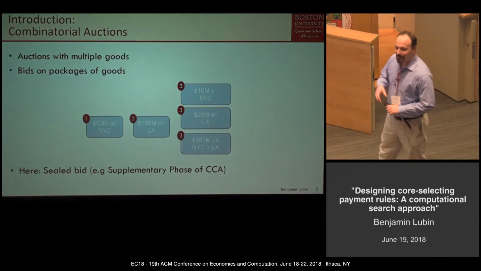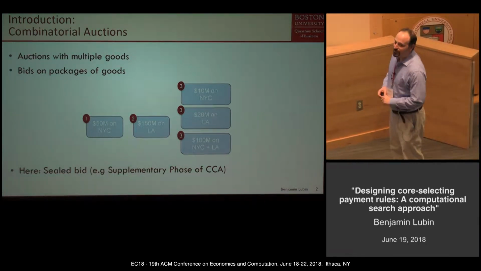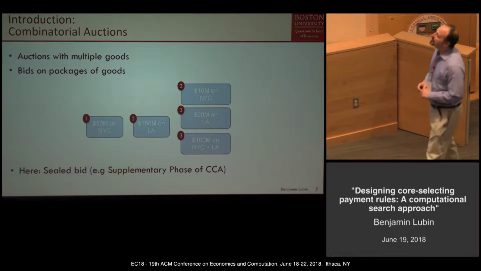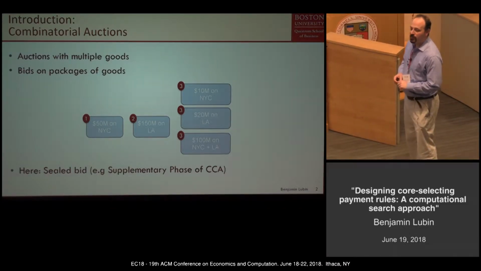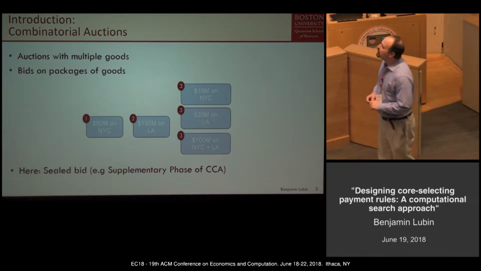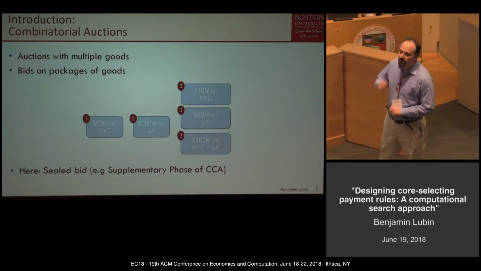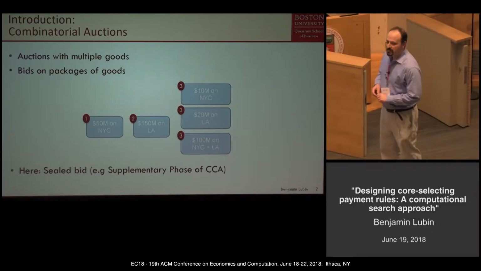So this is the CA section, so I thought I would put the obligatory combinatorial auction slide up. We're interested in auctions with multiple goods and where bids are on packages of goods and where the values over those goods can exhibit both complements and substitutes. Here we're interested in a sealed bid version of this, such as what you would find in the supplementary phase of the CCA that we just saw.